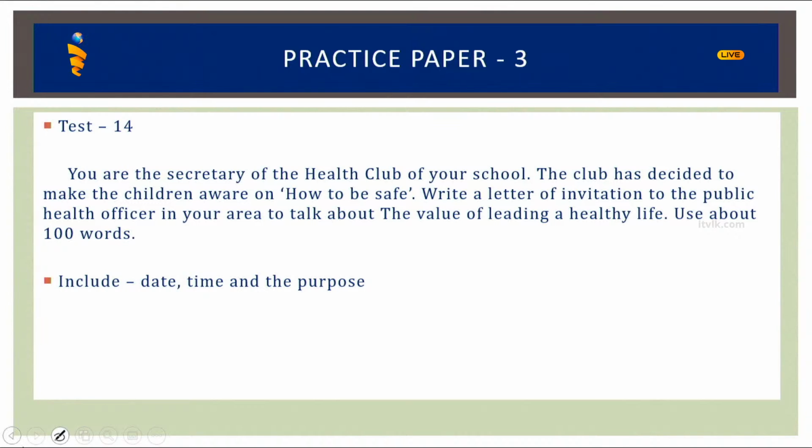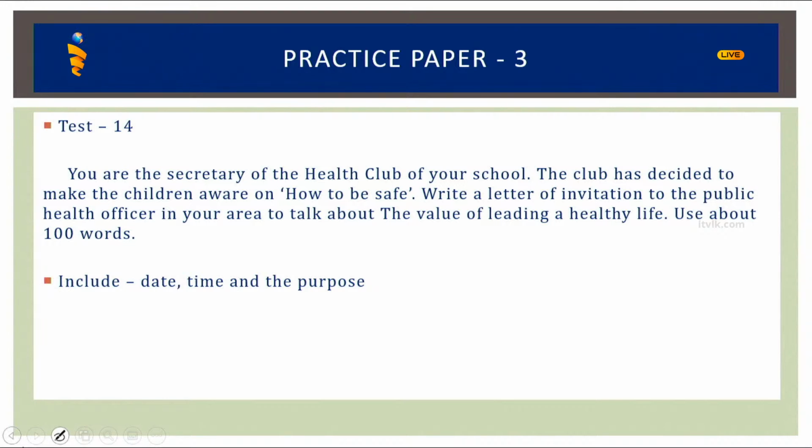Shall I repeat the question? You are the secretary of the health club of your school. The club has decided to make the children aware on how to be safe. Write a letter of invitation to the public health officer in your area to talk about the value of leading a healthy life. Use about 100 words. Remember the number of words too. So there you are going to include date, time, and the purpose.